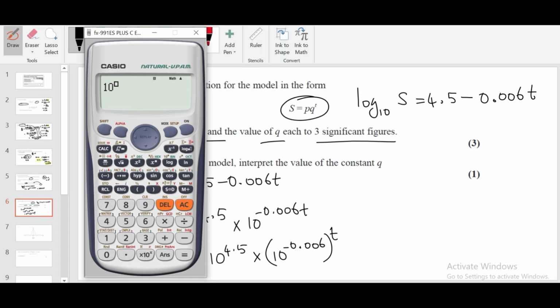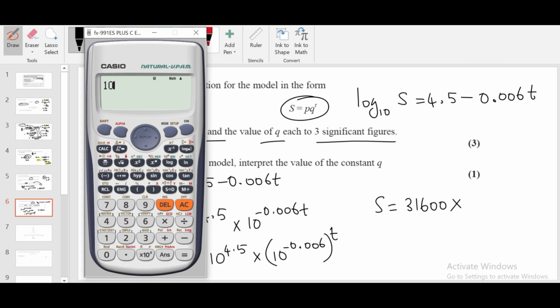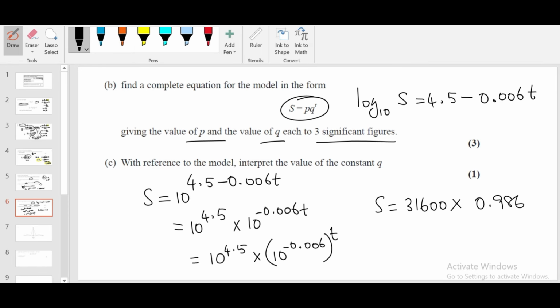10 to the power 4.5 is 31600. So s is equal to 31600 times 10 to the power minus 0.006. Round it to 3 significant figures, 0.986, to the power t. So p is equal to 31600, q is equal to 0.986. That's all.